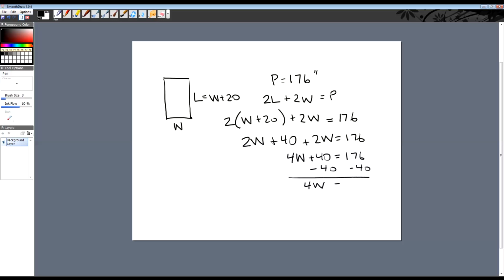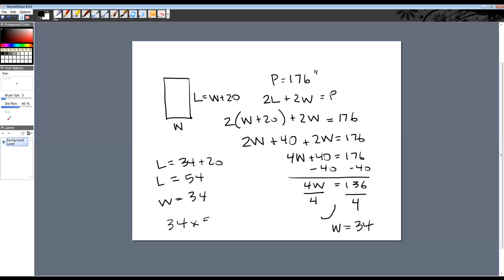You have 4W equal 136. W equals 136 divided by 4, which gives you 34. So the length would be 34 plus 20. So the length is 54. So the length is 54 and the width is 34. So the dimensions of the rectangular poster that they're showing is 34 by 54.